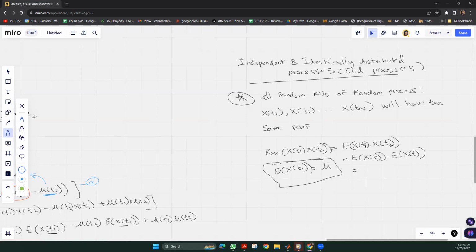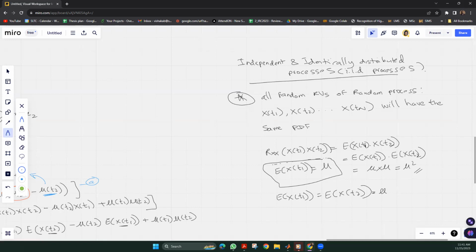In here the values of t1 and t2 will be different. However, if it is an IID process, you know that E[xt1] and E[xt2] will be the same. So if we know the value of E[xt1], which is mu in this case, we can say that both these values are mu. Therefore, the final output for the correlation will be mu into mu, which means mu squared.